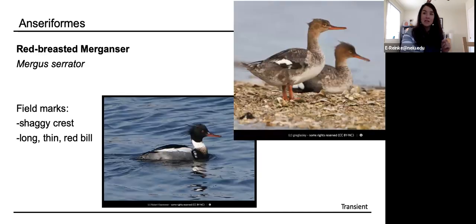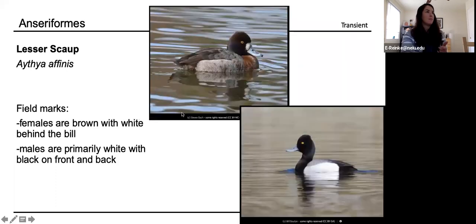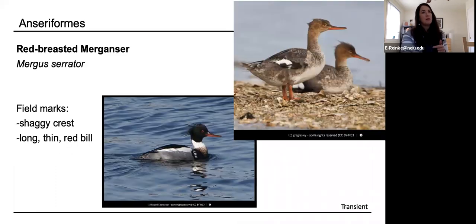Here's another merganser. So remember the hooded merganser had that big crest in the back. These guys have a more subtle one. This is the red-breasted merganser. They just have kind of spiny tips out behind them, or a shaggy crest is how it's described. But look at the difference in this bill between the other ones, especially between the scaup and this. Much thinner, much flatter, pretty long.